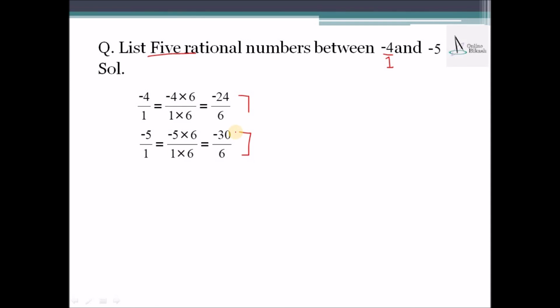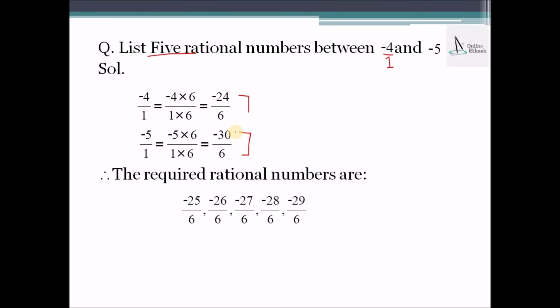Okay, I think I told you wrong. Minus 24 will be at the right, and minus 30 will be at the left. Sorry. So from minus 24 to minus 30, you have to go: minus 25, minus 26, minus 27, minus 28, minus 29. In this way, you will get 5 numbers. These are the required rational numbers: minus 25 by 6, minus 26 by 6, minus 27 by 6, minus 28 by 6, and minus 29 by 6. Hope this is clear to you.